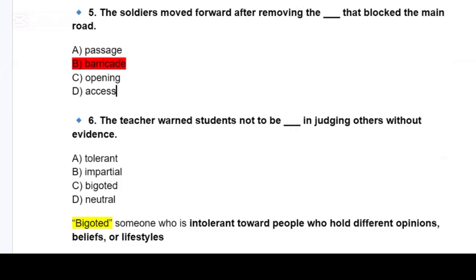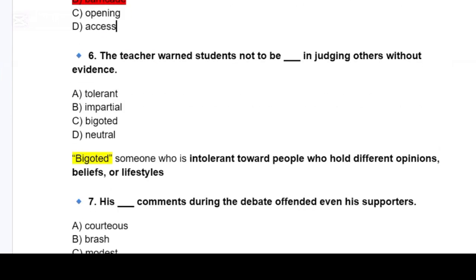Barricade means barrier. The teacher wants students not to be dash in judging others without evidence. The teacher warned the students not to be dash in judging others. Not to be tolerant, no. Not to be impartial, no. Not to be bigoted, no. Not to be neutral, no. So which one is correct? The teacher wants students not to be bigoted in judging others without evidence. That is the correct option here. Bigoted means being intolerant toward other people who hold different opinions, beliefs, or lifestyles.